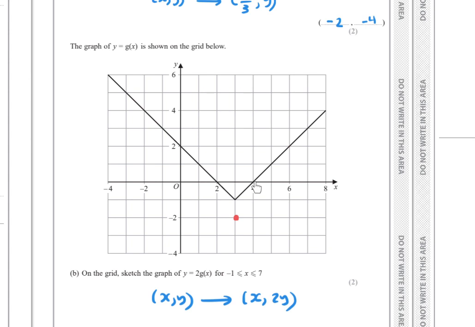That point (4, 0) will be the same, (4, 0). (2, 0) will be the same, (2, 0). Now you can draw the image for this function. So this is the graph after the transformation.